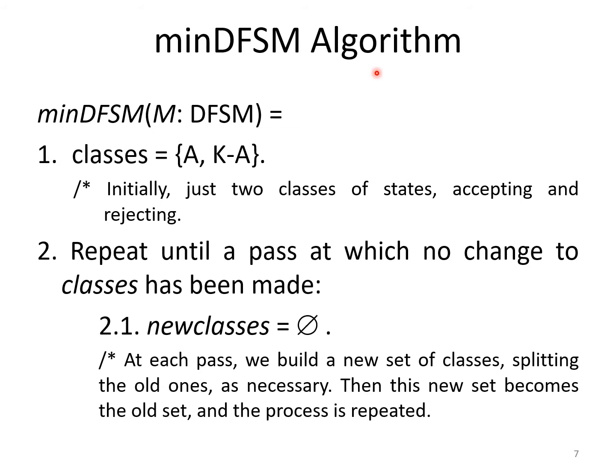MinDFSM is the algorithm used to minimize the given DFSM. Let us have a quick look at the MinDFSM algorithm. Initially, we will have two classes of states, one of accepting states and the other of rejecting states. In the second step, we repeat until a pass at which no change to the classes has been made. Initially, new classes is equal to null. At each pass, we build a new set of classes, splitting the old ones as necessary. Then this new set becomes the old set and the process is repeated.